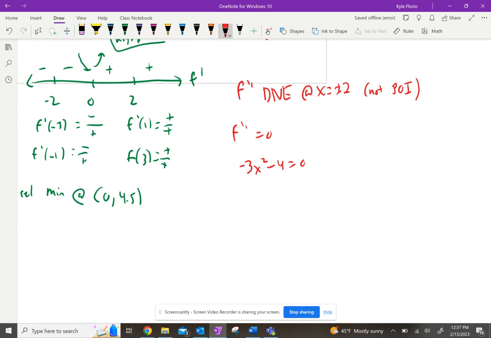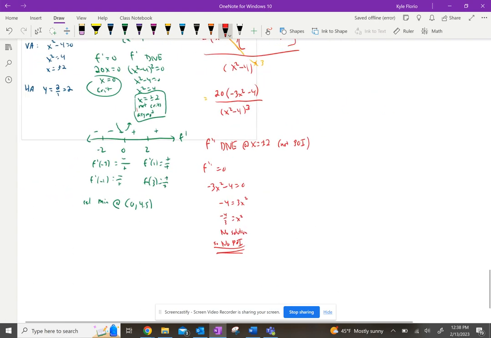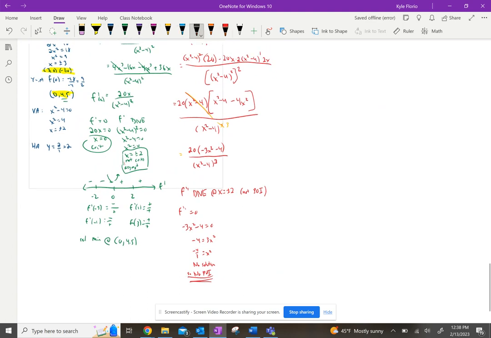If I add the 3x squared to both sides, I get negative 4 equals 3x squared. Divide both sides by 3, I get negative 4 thirds equals x squared. And you're going to get plus or minus square root of negative 4 thirds, which has no solution. Okay, no big deal. So that means no points of inflection, which is fine. So then we just want to graph this all and be done.